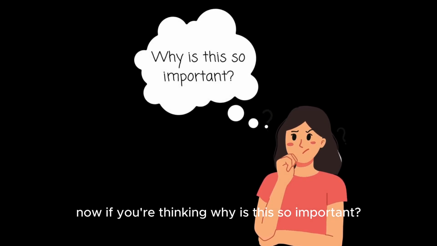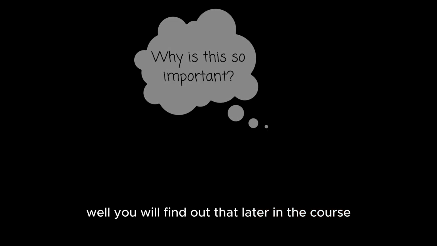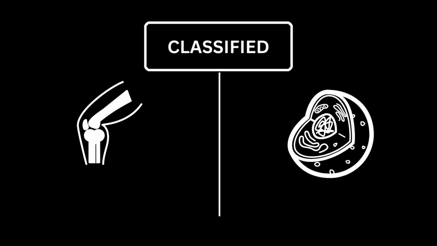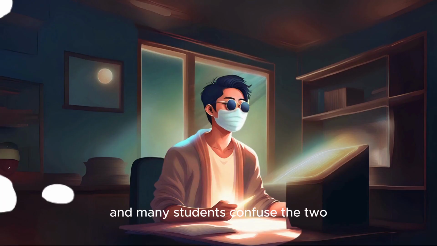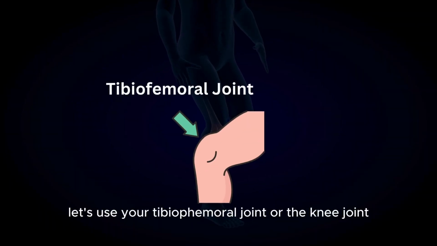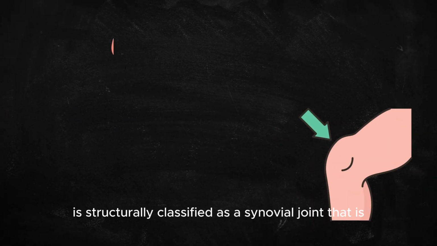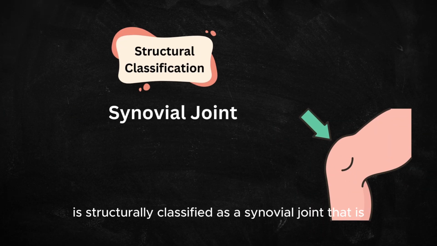Now, if you're thinking, why is this so important? Well, you will find out that later in the course, certain things are classified either structurally or functionally, and many students confuse the two. Let me give you an example. Let's use your tibiofemoral joint, or the knee joint. Your knee joint is structurally classified as a synovial joint.